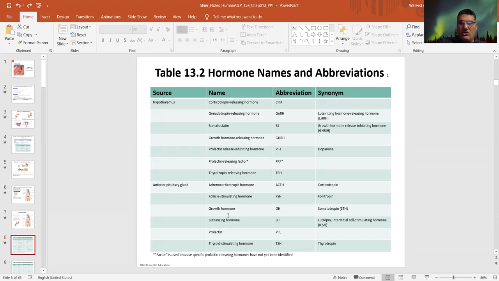So you need to know what is secreted from each gland. Only those two have a lot of secretions. Other than that, it's either one or two. The other glands are secreting one hormone or two hormones. These are the only two that have a lot of hormones that you need to know.